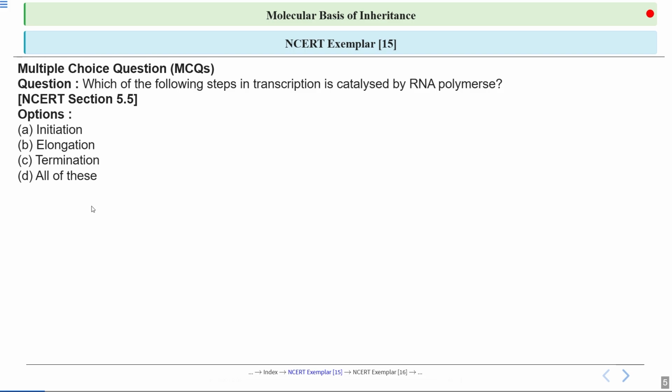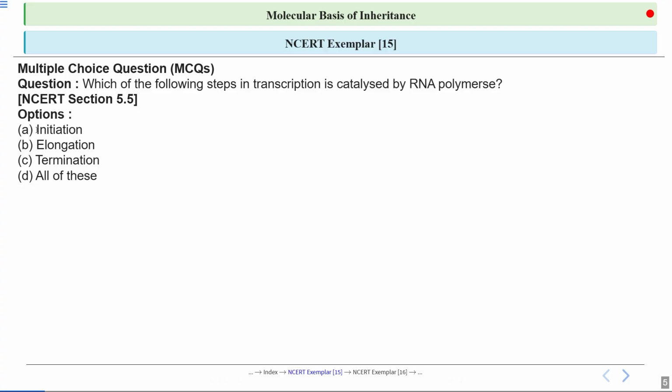Okay, now let's read the question. The question is saying that which of the following step in transcription is catalyzed by RNA polymerase? Now, what was transcription? When RNA is formed from DNA, this is transcription. Okay. RNA polymerase is involved here. So RNA polymerase is a DNA dependent. Okay. It is dependent on a DNA template. Okay. And it produces RNA, which is complementary to that template. So in which of these steps RNA polymerase is involved?